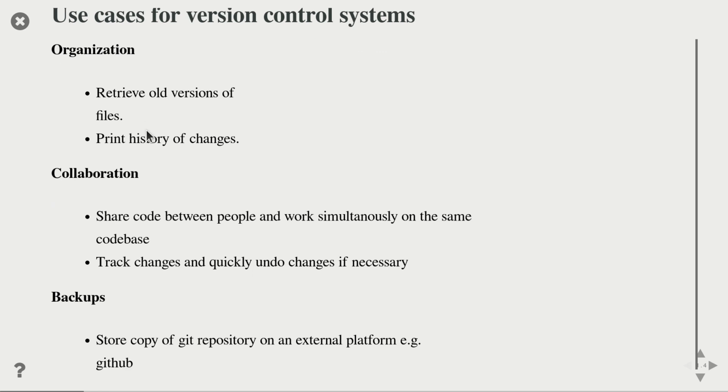So that was the main idea. What are the use cases of version control systems? Well, I would say there are three main ones. The first one is organization. Once you have your documents in a version control system, you can get older versions of your files. You can look at the history of changes, for instance.